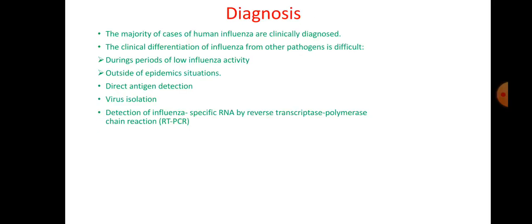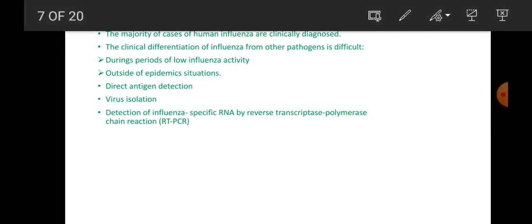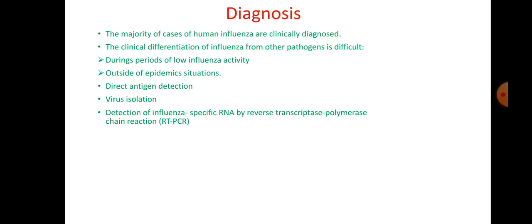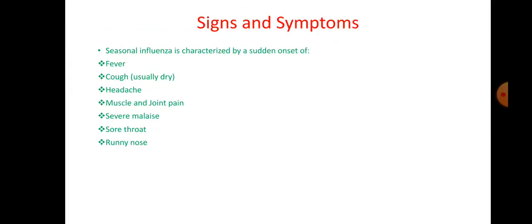Signs and symptoms. Seasonal influenza is characterized by a sudden onset of fever, cough, usually dry cough, headache, muscle and joint pain, severe malaise, sore throat, and runny nose.